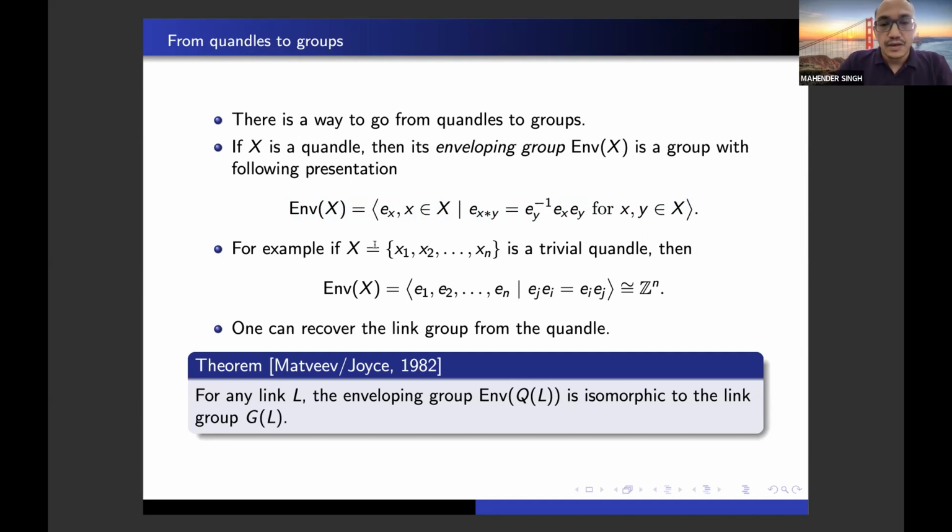For example, if X is a trivial quandle with say n elements, then a trivial quandle, by the way, is one where x star y is x. Every element of the quandle acts as identity on every other element. So then the enveloping group is simply the group generated by e_1 to e_n, and the relation e_{x star y} simply becomes e_x. So it's just a commuting relation. So this group is just the free abelian group of rank n. One can in fact recover the link group from the quandle. If L is a link, then the enveloping group of the link quandle is just isomorphic to the link group.